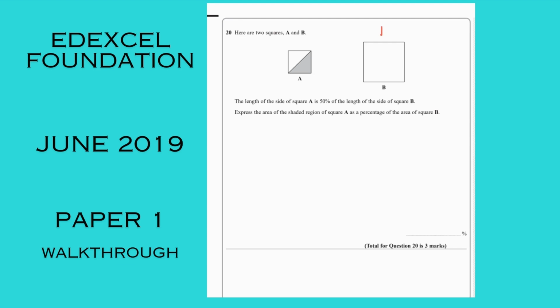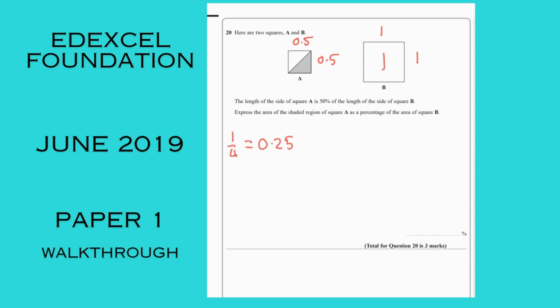So if that's 1, that's half as big, 50%. And if that's 1, so's that. So the area of B is 1. The area of A is 0.5 times 0.5, 0.25, which, as we know, is a quarter.